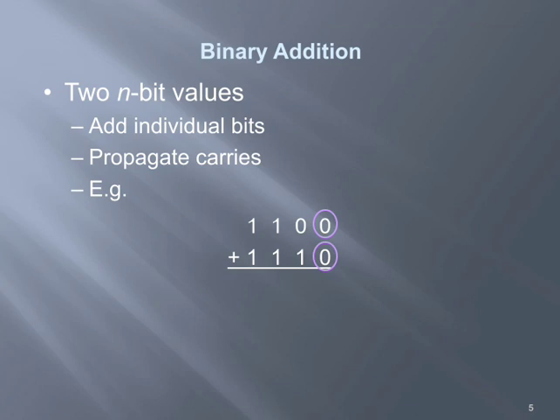First 0 and 0 will be added, sum will be 0 and carry will be 0, and next the second subsequent bits will be added. 0 plus 1 will give you sum 1 and carry 0, and next 1 plus 1 is there, which means sum will be 0 and carry will be 1. That is the meaning of 1 plus 1 is equal to 10. In that 10, 0 will be put in the sum and 1 will be forwarded as carry to the next subsequent bit.